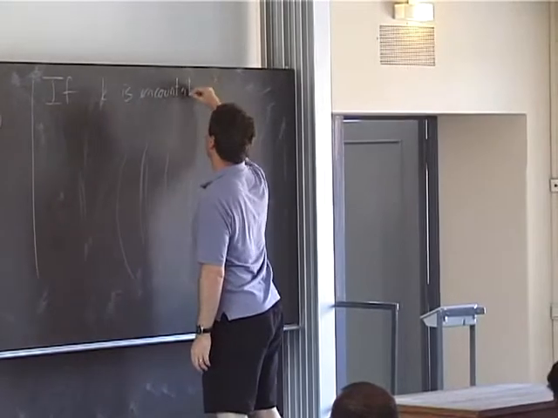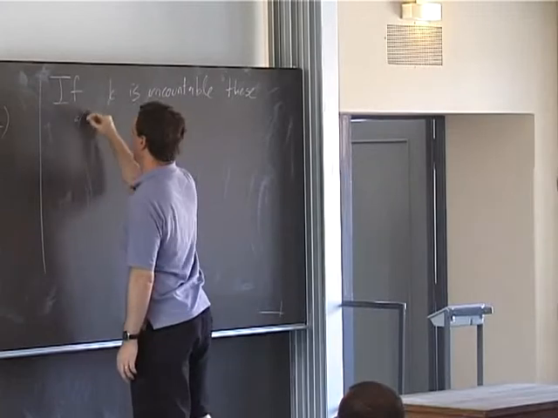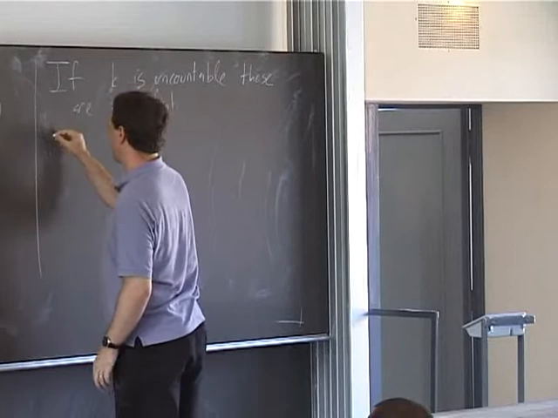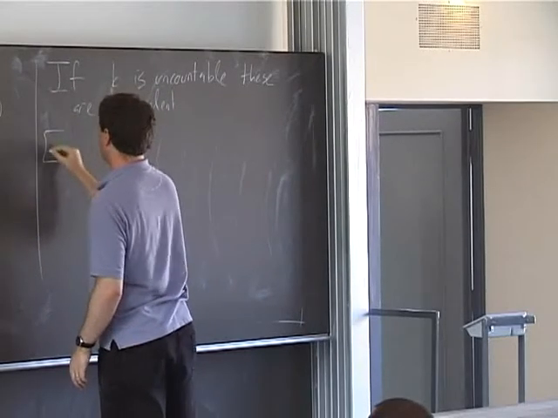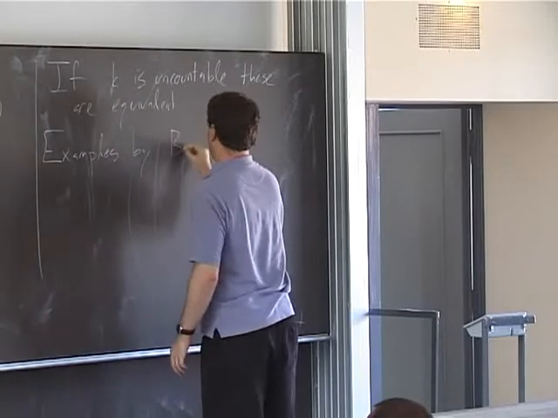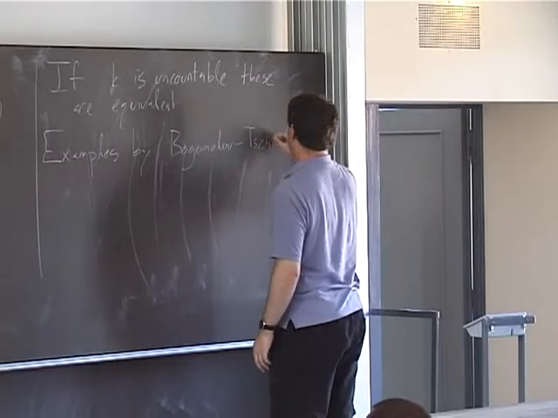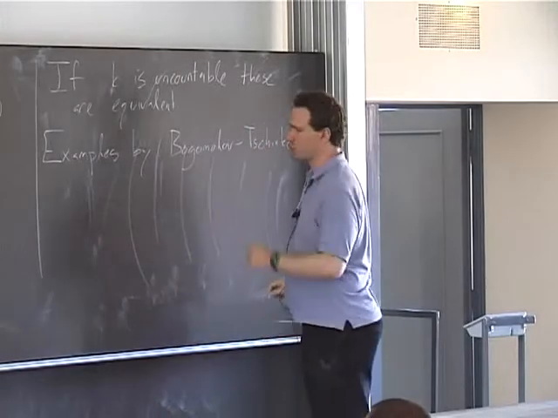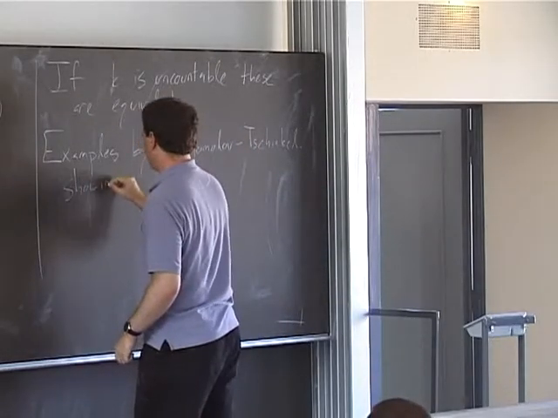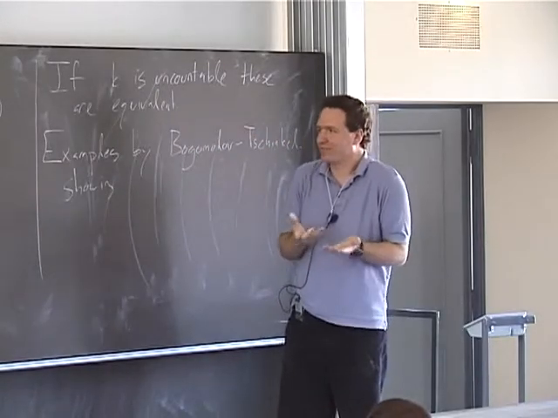That's kind of crazy, isn't it? These are equivalent, but they're not always equivalent. There are examples by Bogomolov and Tschinkel showing that these are not always equivalent. What can happen is you can have a variety defined over, say, the algebraic closure of a finite field, and the algebraic closure of a finite field is still a countable set.